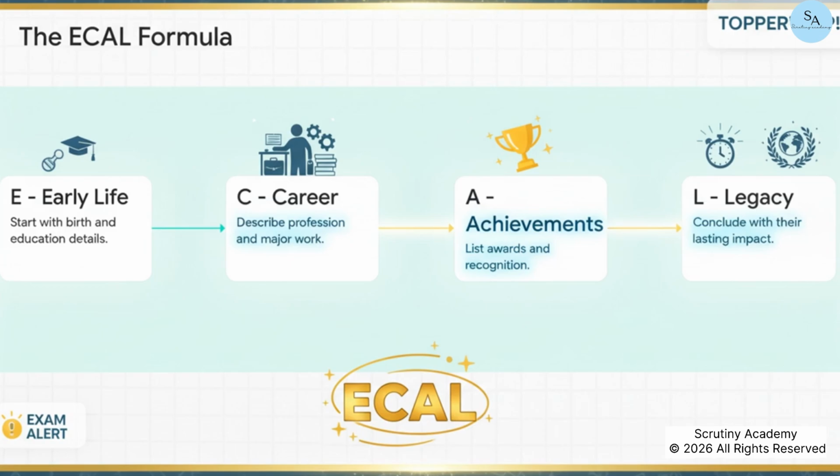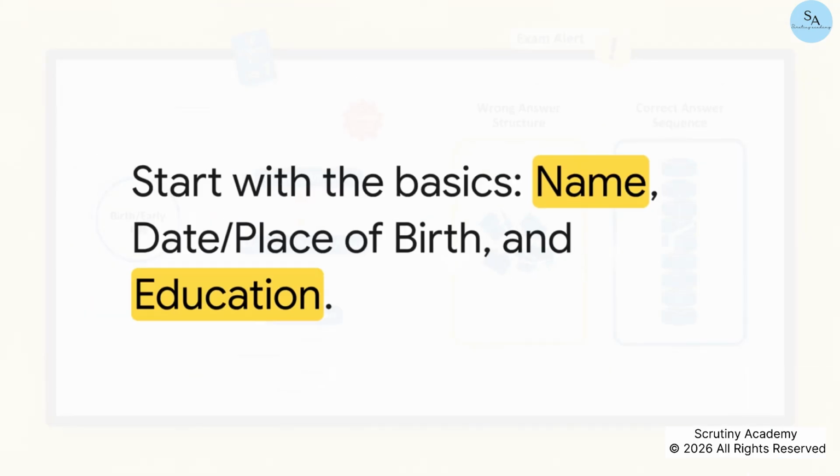Let's break it down. First up, E for early life and education. This is how you start your grand opening. You just introduce the person, say when and where they were born, and mention their education. Something like, Sarojini Naidu was born on February 13, 1879 in Hyderabad, and she went on to study at King's College in London. Simple, clear, and a perfect start.